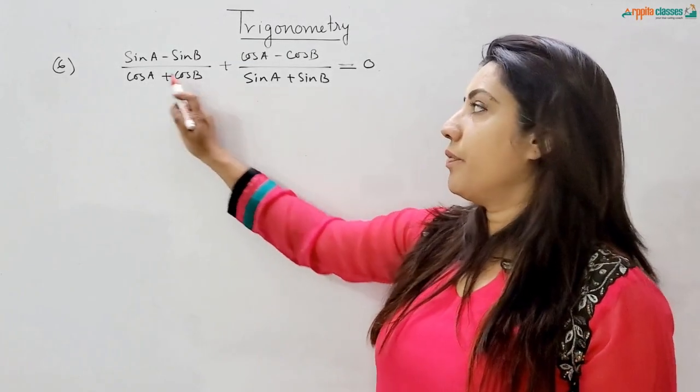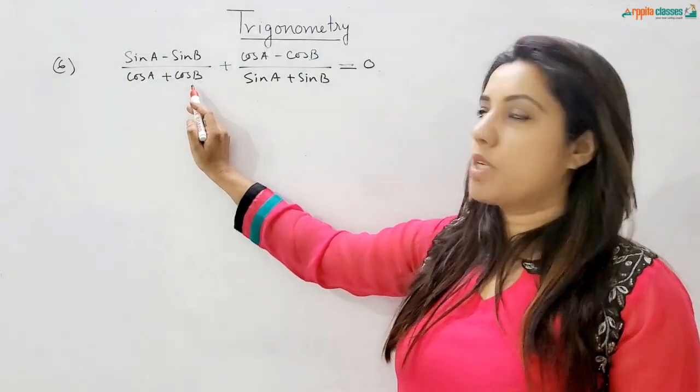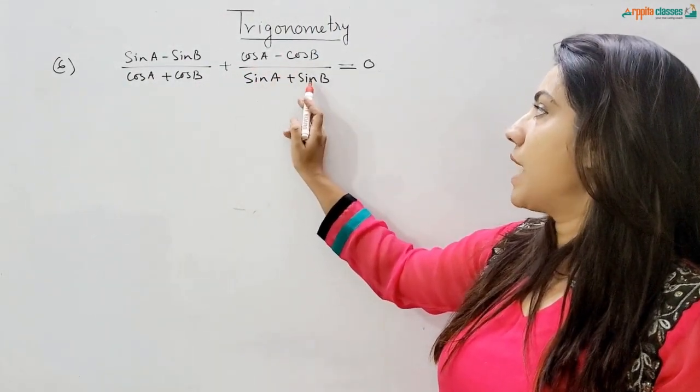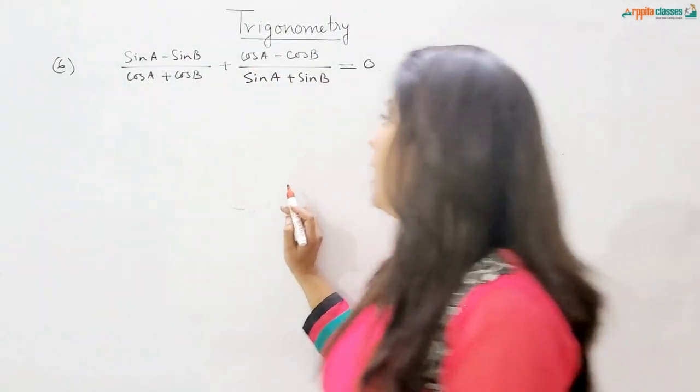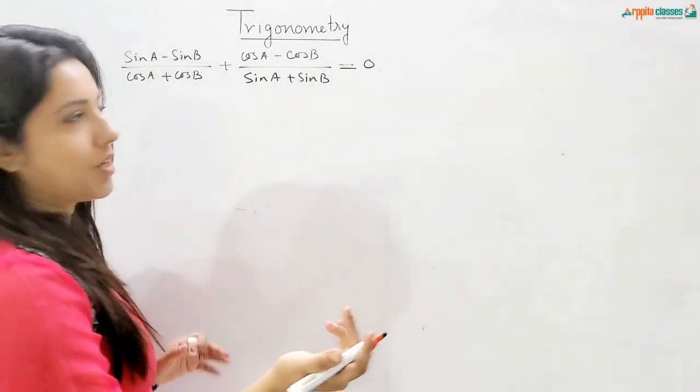Now, sum 6 in front of you. (sin A − sin B)/(cos A + cos B) + (cos A − cos B)/(sin A + sin B) should be equal to 0. Let us start with the left hand side. Right hand side there is a 0, nothing to do.